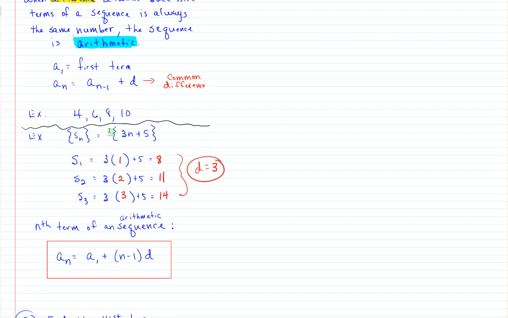For example, if you have 4, 6, 8, 10, that is an arithmetic sequence. We can just see the common difference each time is 2. Now, if we had a sequence that was 3n plus 5 and we wanted to know if it's arithmetic, we plug in 1 and 2 and 3, and we get 8, 11, and 14, and each time the difference is 3.